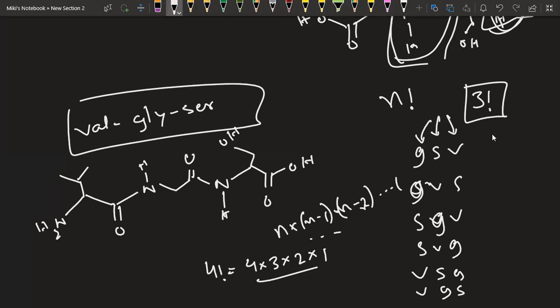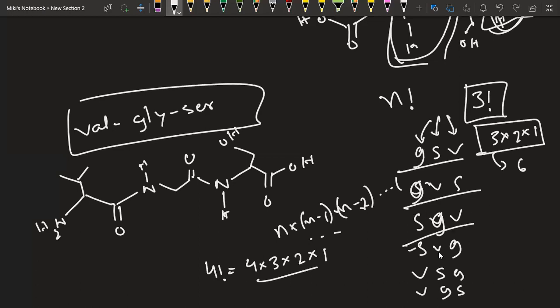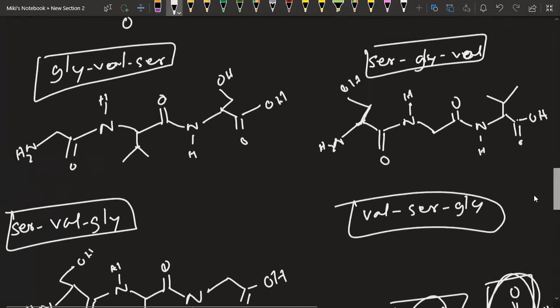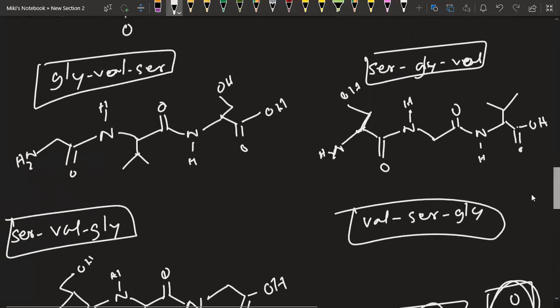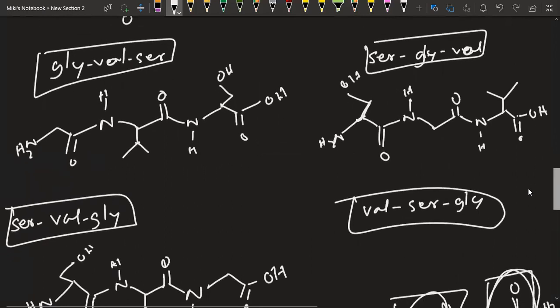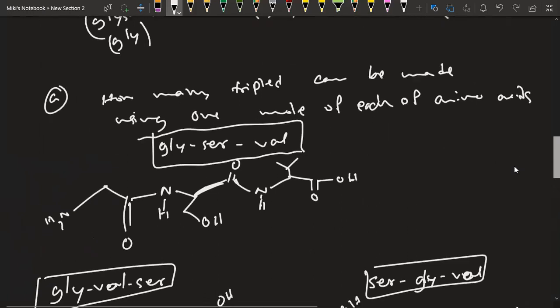Okay, so 3 factorial means what? 3 into 3 minus 1, which is 2, into 2 minus 1, which is 1. So 3 into 2 equals 6. That means 6 possible combinations: 1, 2, 3, 4, 5, 6. Okay, that's how it was. And actually the next question was to draw the triplets. So we actually drew the triplets here. Okay, so hope that answers the questions.